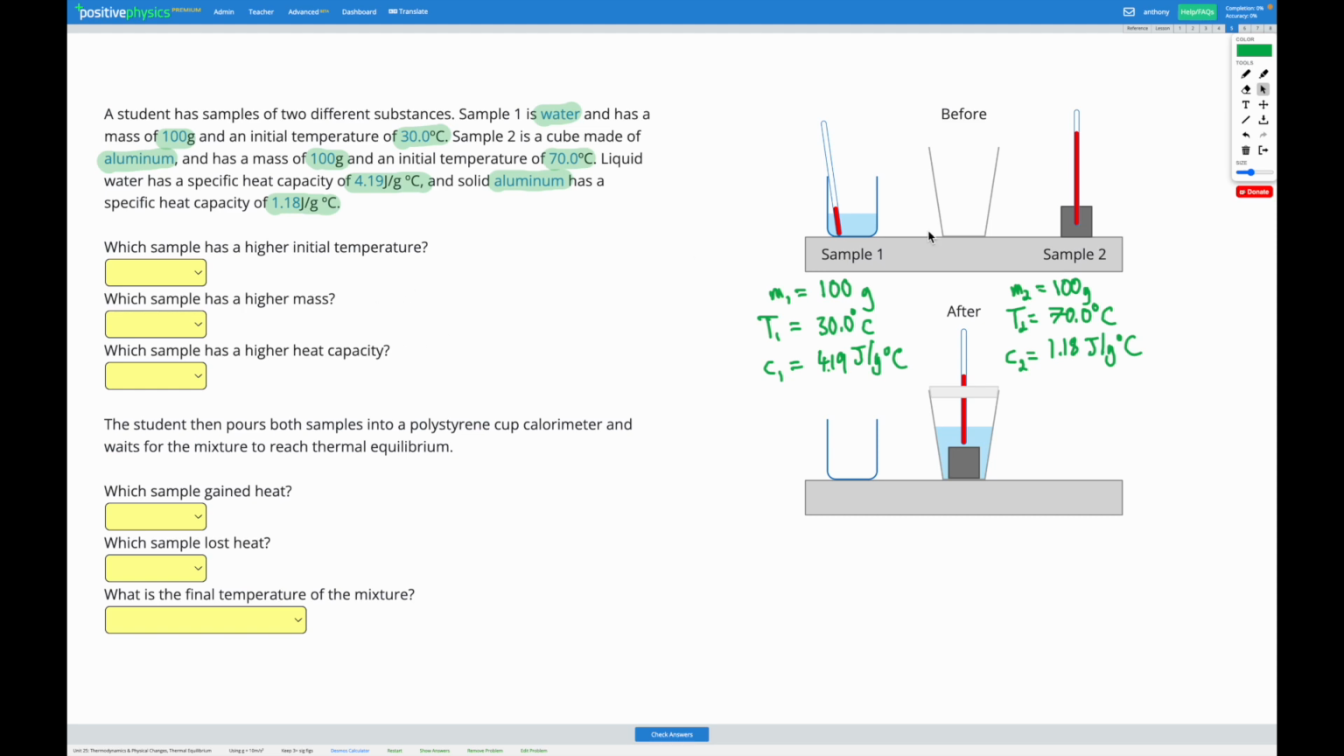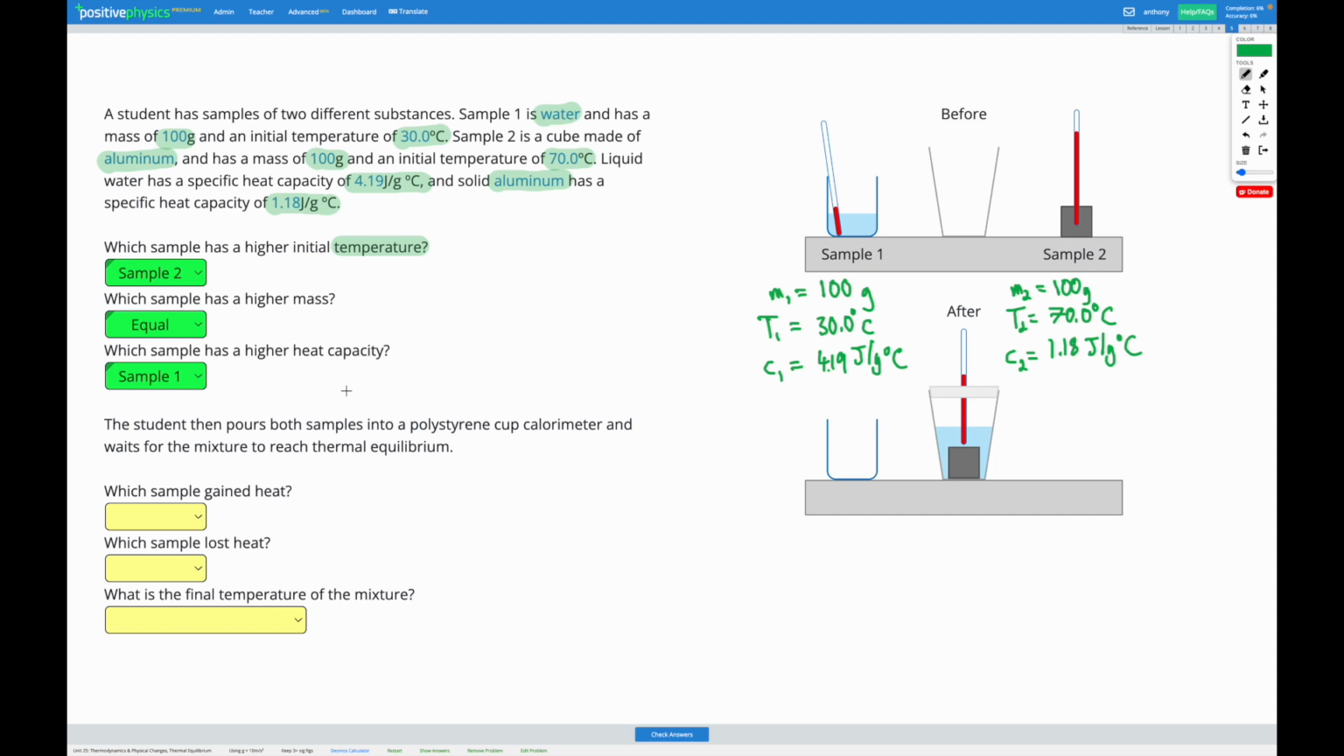First, let's compare our information for each of our samples. So the first question asks us to compare the temperature. Which has a higher initial temperature? We can easily see sample 2 has a higher temperature. It's at 70 degrees C versus 30 degrees C for sample 1. What about mass? Both of our samples have 100 grams as their mass, so they have equal masses. Lastly, the heat capacity, that's C, that's our specific heat capacity. We can see water has a specific heat capacity of 4.19, which is greater than that of aluminium, which is 1.18. So sample 1 has the higher heat capacity.